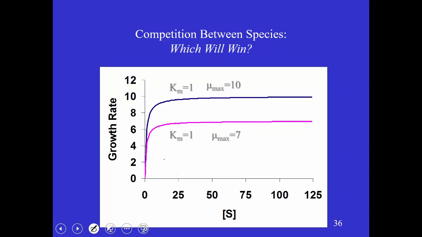Okay, here's another case. Now, in this case, these organisms have the same half saturation constant, but they have different maximum growth rates or maximum uptake rates. And of course, this guy again, the dark blue, black guy will win over the whatever that color is, pink, magenta maybe, at basically all these concentrations.